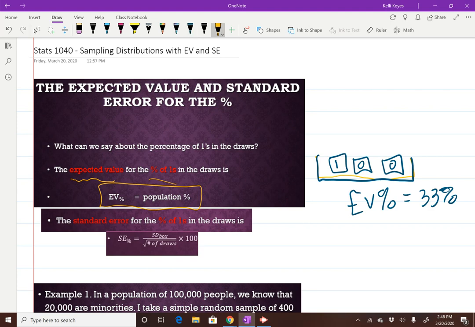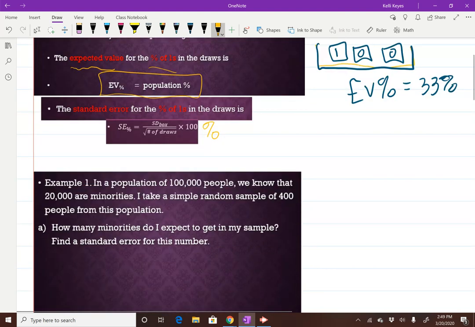The standard error, though, for the percent of ones is the SD of the box divided by the square root of the number of the draws, times 100. And then that will be a percent. Those are the formulas, right? EV percent is just the percent of ones. And the SE percent is SD of the box divided by square root of draws times 100. You will always have these formulas, so you don't need to memorize them. You just need to know how to use them. So let's do an example.